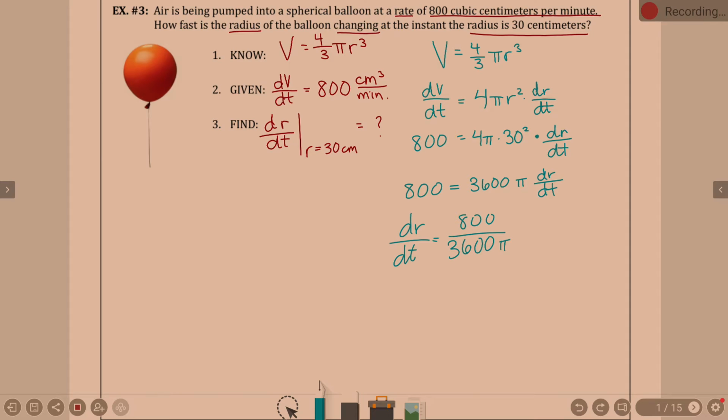And then there's some canceling that can be done. I'm realizing I left something out in my answer key. My brain says, oh, the zeros cancel because they're hundreds, right? So then I have 8 over 36. 8 and 36 both divide by 4. So 2 over 9 pi.